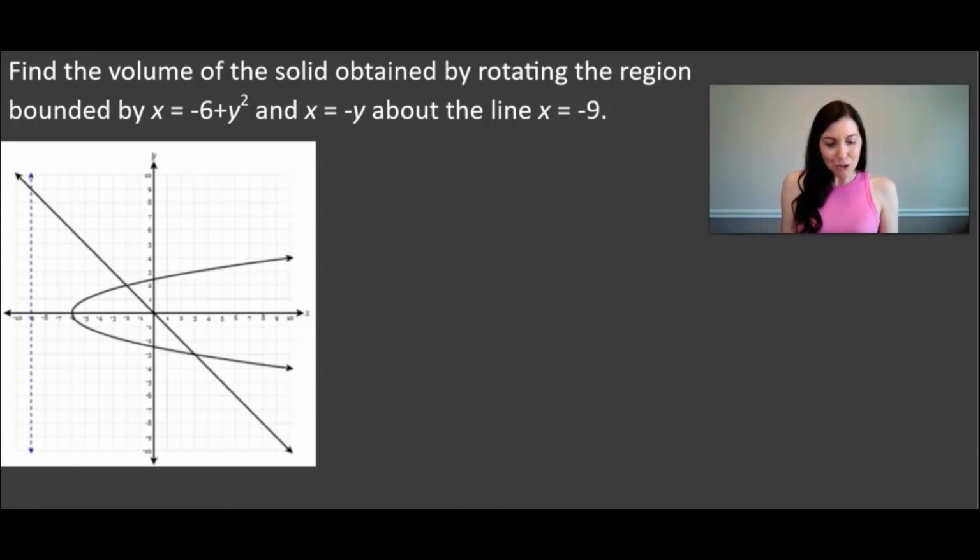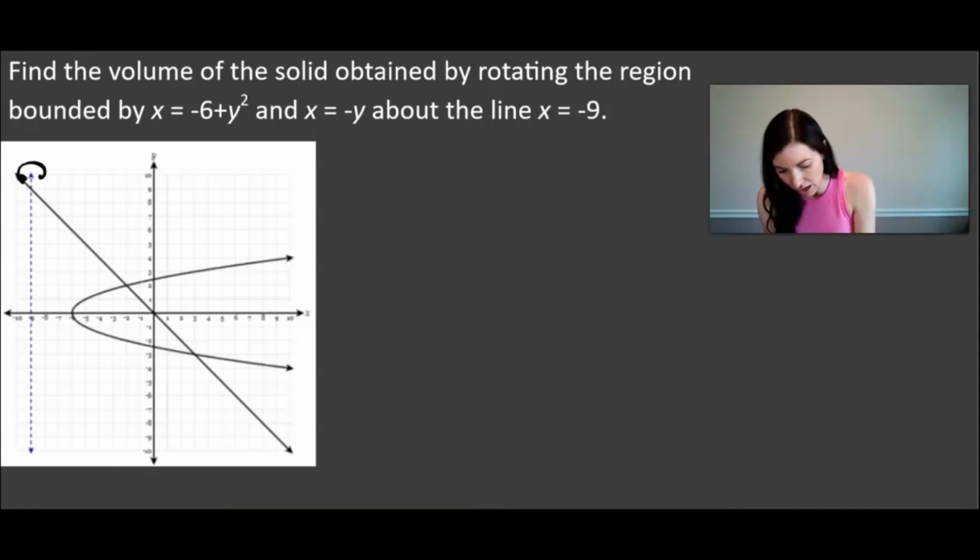Now, one thing I do notice is that both of these functions are written in terms of y, which tells me something that, when we get to it, I'll show you. But let's first think about what we're doing here. We're taking this region that's bounded, the region between the linear function and this sideways parabola, and we're rotating it about this vertical line right here at x equals negative 9.